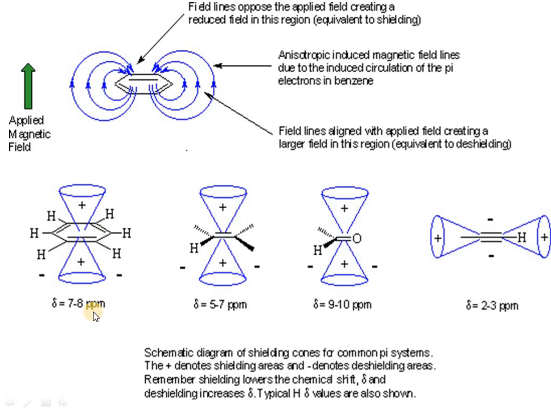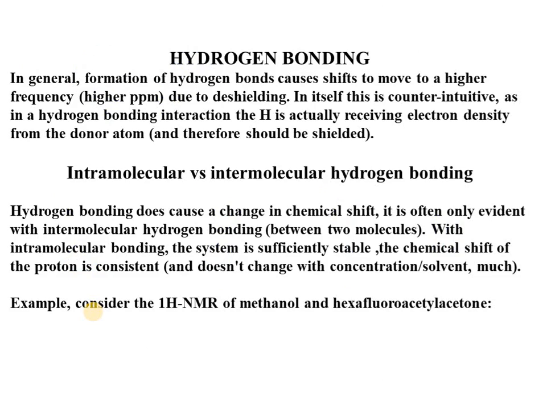So the anisotropic effect has a main role in the compounds in which pi electrons are present. So next comes hydrogen bonding.